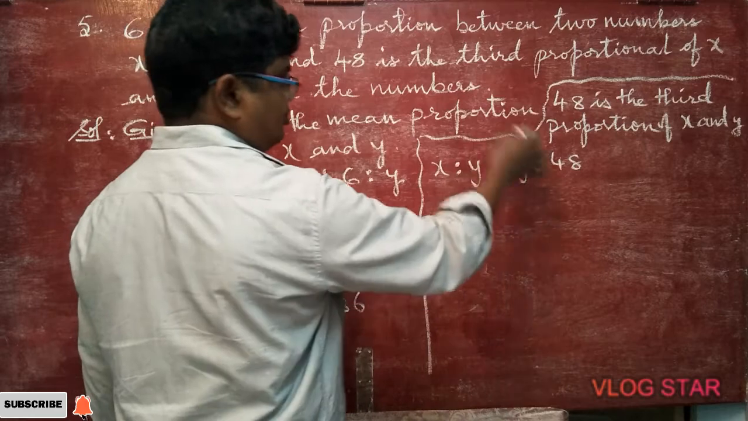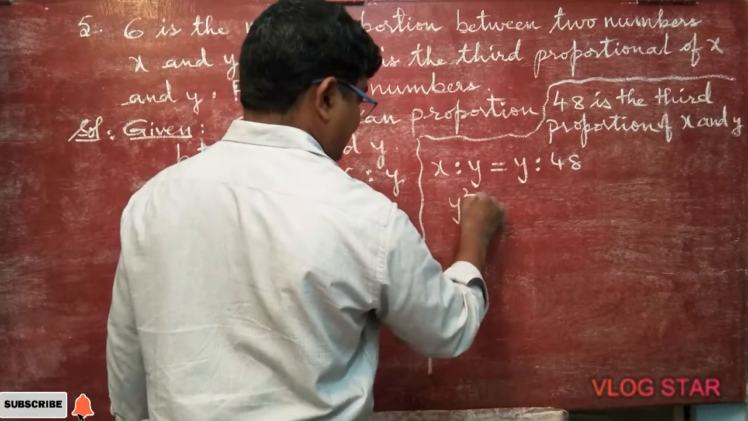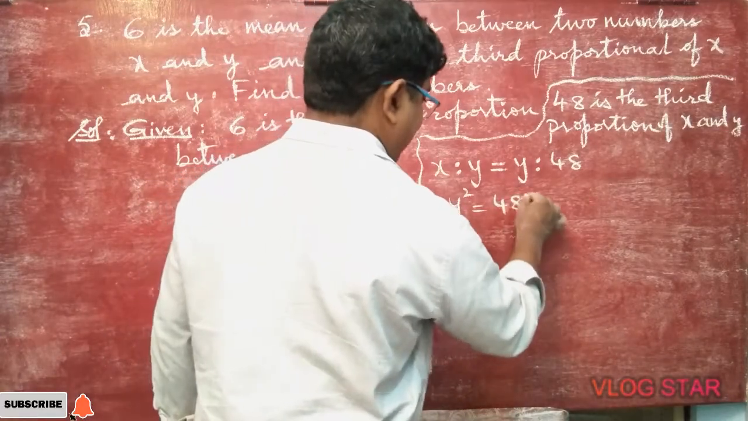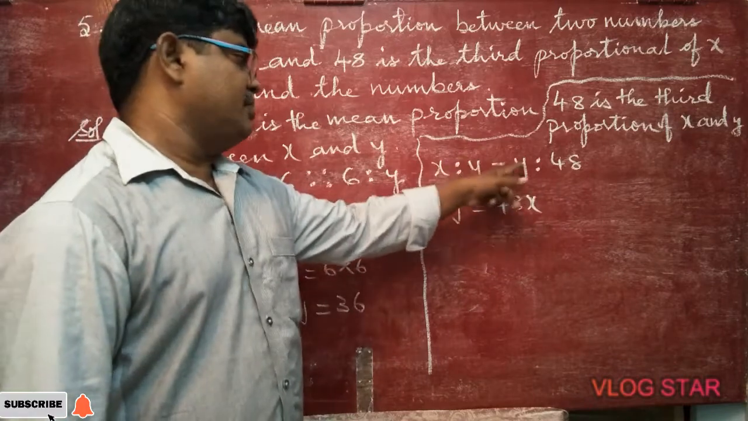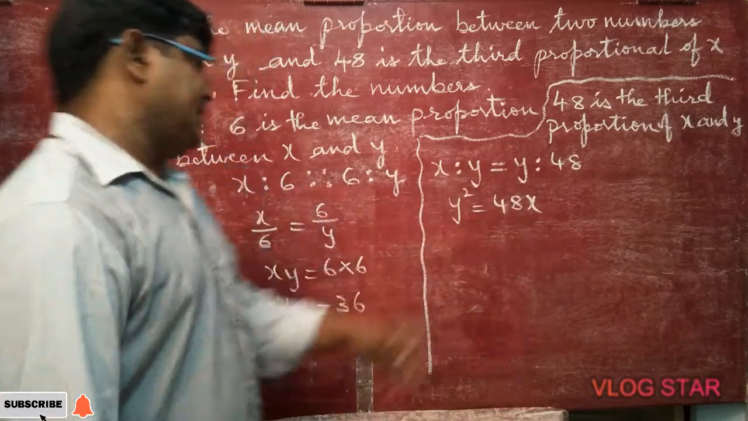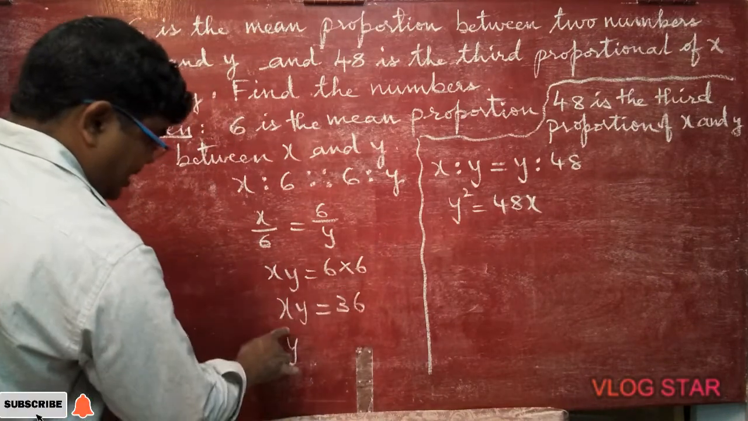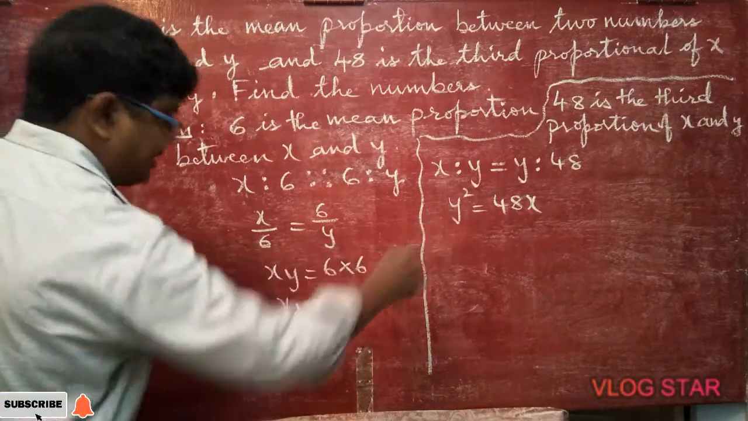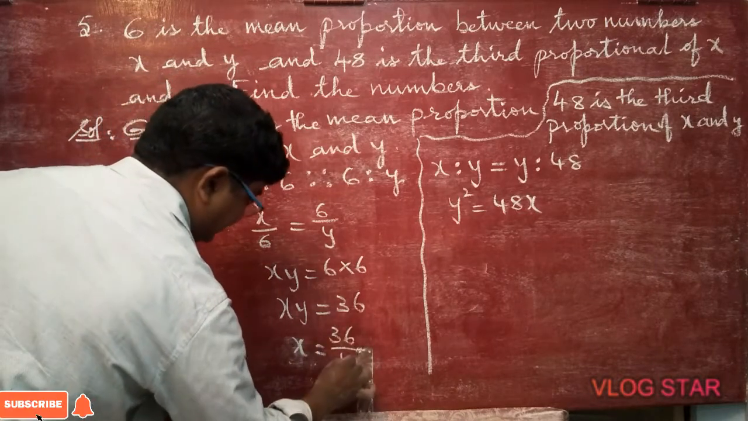Now product of means is equal to product of extremes. y square is equal to 48x. Product of extremes, product of means. y square is equal to 48x. Here, from the earlier result, x is equal to 36 by y, you write.